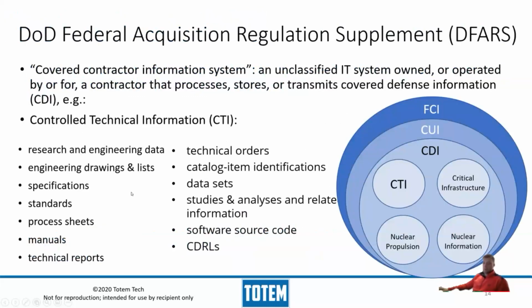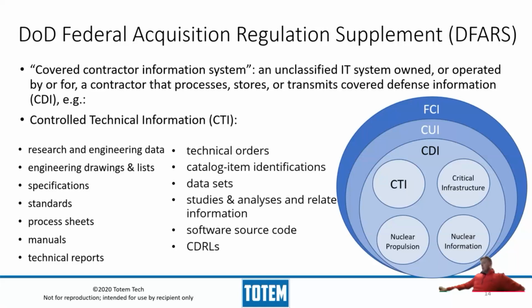So breaking down controlled unclassified information. As we talked about before, our largest subset here is FCI, the federal contract information. A subset of that is the CUI, or controlled unclassified information. And then most often, in the defense space, we're going to be dealing with the CDI, or controlled defense information. That's broken down into 4 different tiers. So we have the critical infrastructure, nuclear propulsion and nuclear information. And most of what our clients deal with is the CTI, or controlled technical information.